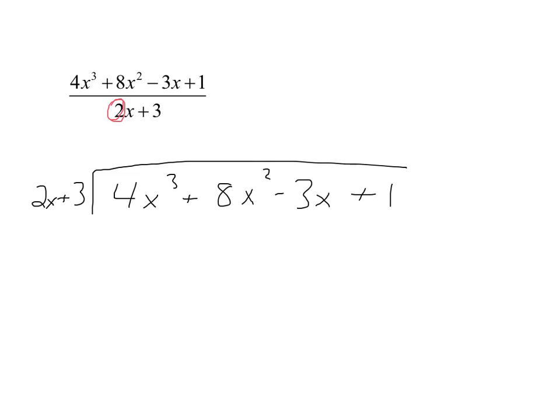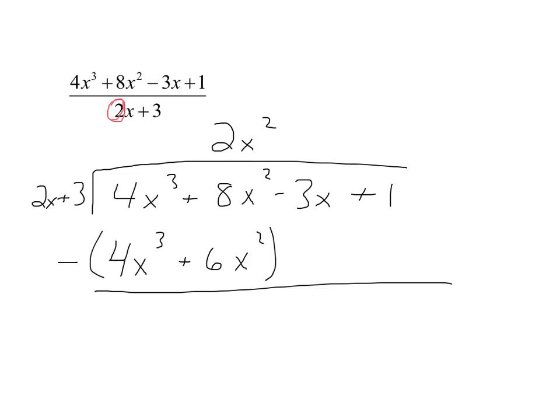2 times 2 is 4, so I'm going to have a 2 in front. And x times what is x to the third? That would be x to the second. So 2x to the second is what I need to put on top, and I put that in the x to the second place. So 2x to the second times 2x, 4x to the third, 2x to the second times 3, plus 6, because 2 times 3 is 6, x to the second. Subtract that whole thing. So these are gone. 8x squared minus 6x squared is 2x squared. And then bring down this minus 3x.